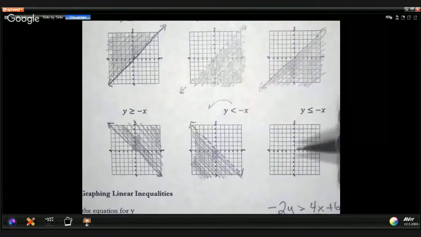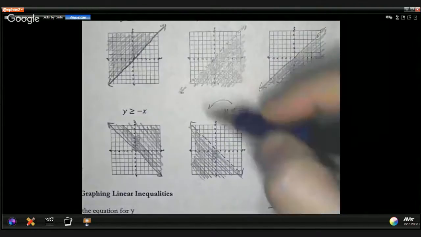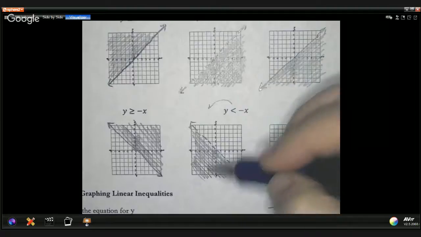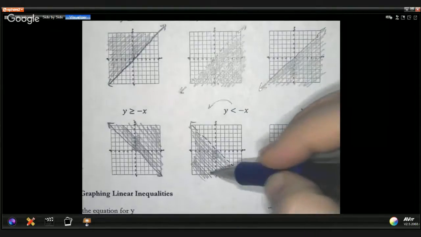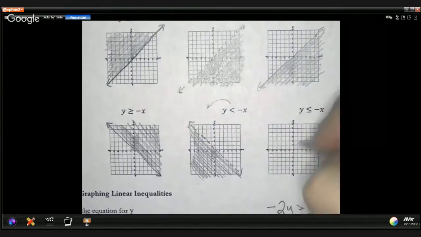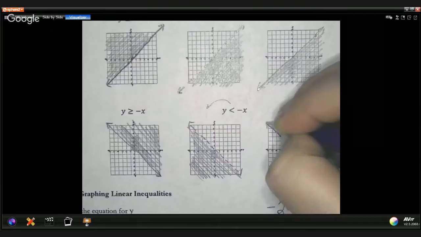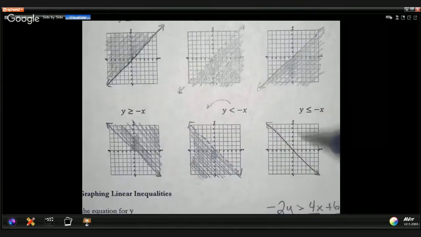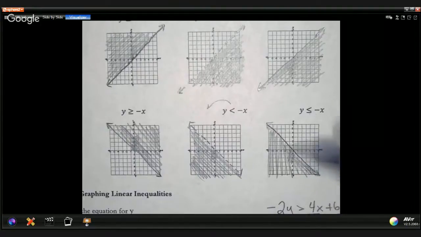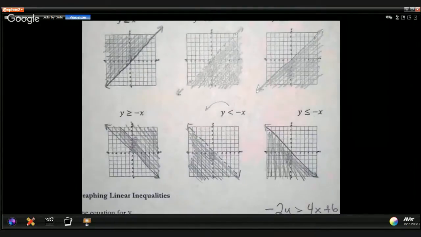You can also think about it like you're playing on a slide, and you're hiding under the slide. You're less than the slide. Okay, here, same line, except it's a solid line. And then I'm going to shade below. Okay.